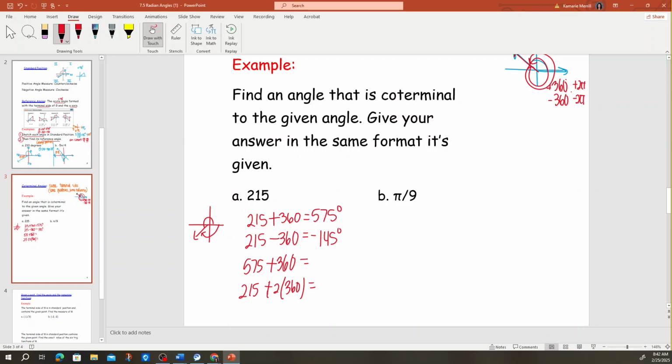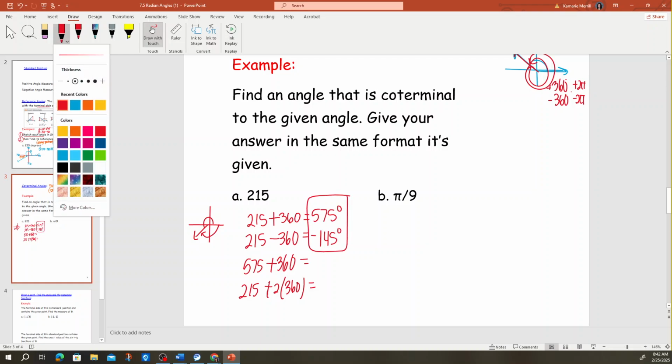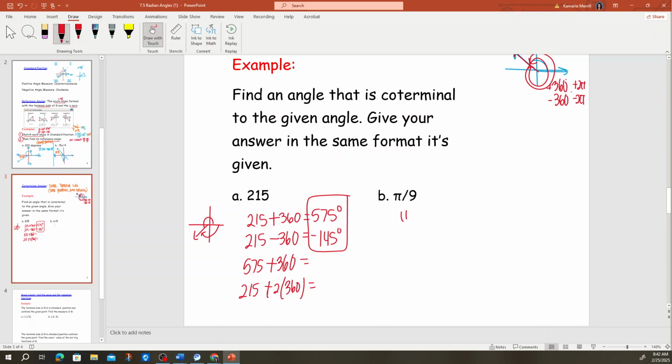Okay, let's do it in the same format, degree or radian format. So I want to take pi ninths. You can convert it to a degree, but then you have to convert it back. So let's try to get good at this instead of always converting. I might add 2 pi to it, but then I might also subtract 2 pi.